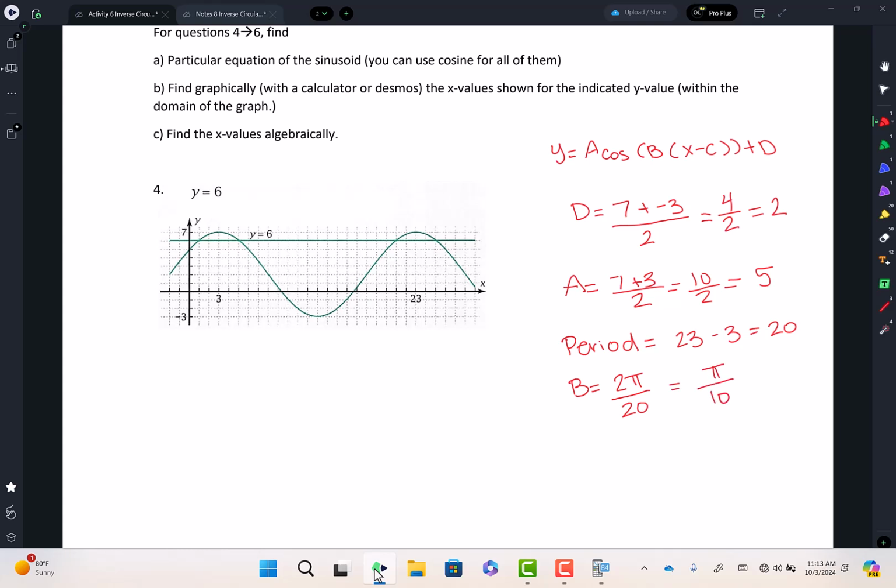All right, give me the equation. Y equals? We don't have C. Oh, yeah, what's the C? What's your peak? 3. Yeah, 3 to the right. Okay, all right, Y equals? 5 cosine.